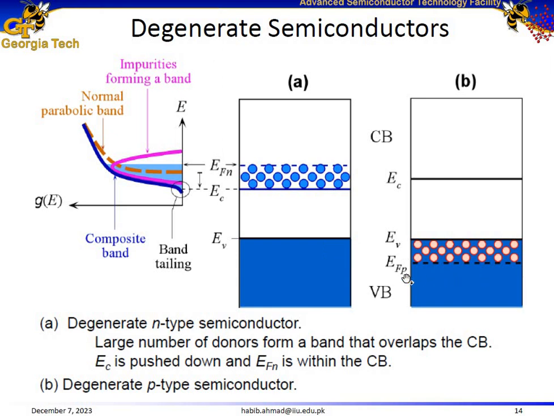Similarly, in a P-type degenerate semiconductor, the Fermi energy level is even below the valence energy level. So once again, we are talking about doping levels around 10^20 per cubic centimeter or even higher. And mostly degenerate semiconductors have applications in making contacts, for example, to wide band gap semiconductors, or in making tunnel junctions in multi-junction solar cells, etc.